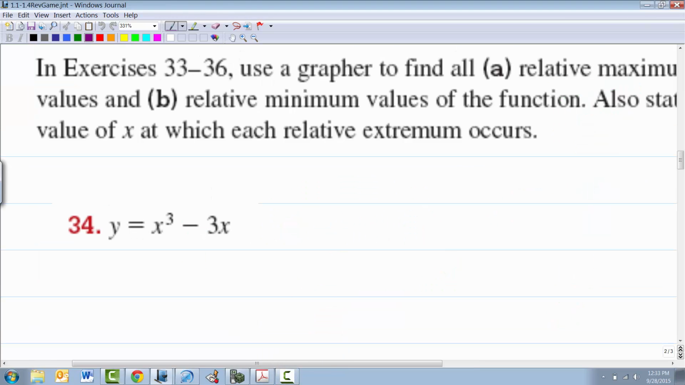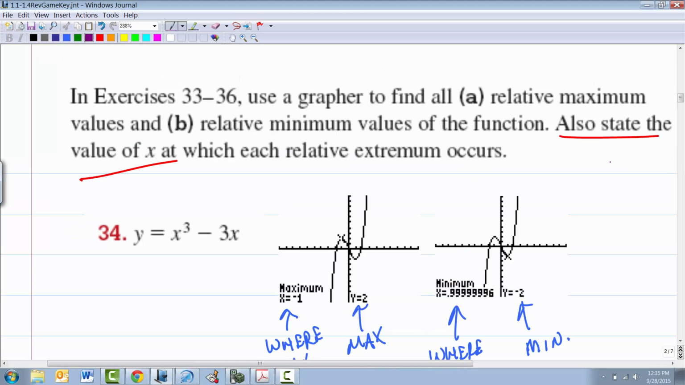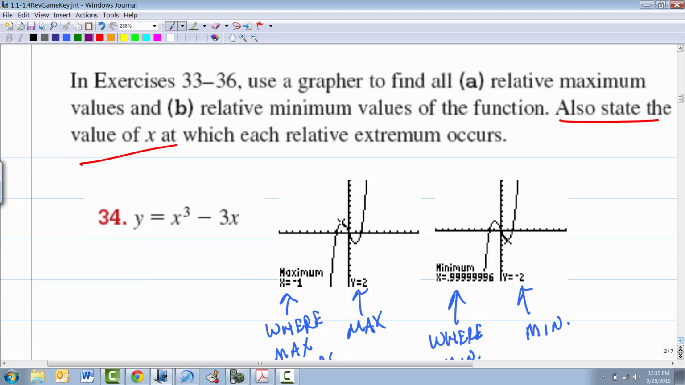Put the pressure on. Everybody in first hour got this one right. Come on. Yes. We should listen. See that 0.9999? You see that? What did I tell you that actually is? It actually is 1. That's a calculator little error, little what do you call it? Programming problem. Okay, so it is 1, -2 for the minimum.